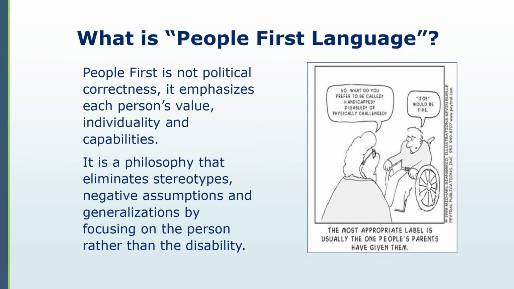So on this screen, there's a cartoon, and it has a person, and it says, how would you like to be referred to, as handicapped, special needs, and the person says, I'd prefer to be known as Joe. And essentially, that's what we're getting at. You don't need to use a disability label for somebody that you're interacting with unless it's relevant to the conversation. Most people with disabilities are, as I mentioned, people first, and don't need a label.